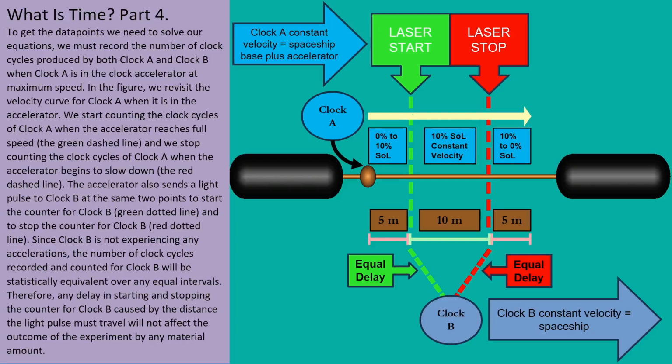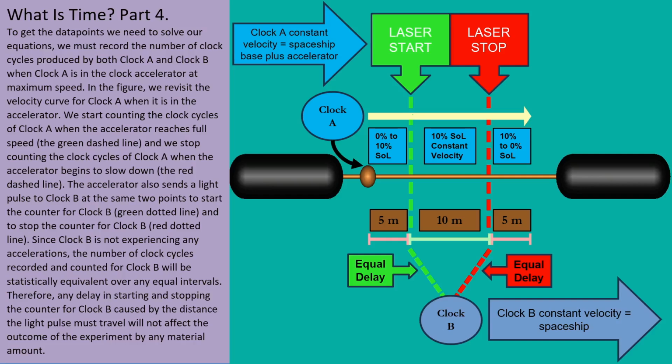To get the data points we need to solve our equations, we must record the number of clock cycles produced by both clock A and clock B when clock A is in the clock accelerator at maximum speed. In the figure, we revisit the velocity curve for clock A when it is in the accelerator. We start counting the clock cycles of clock A when the accelerator reaches full speed, the green dashed line, and we stop counting the clock cycles of clock A when the accelerator begins to slow down, the red dashed line.